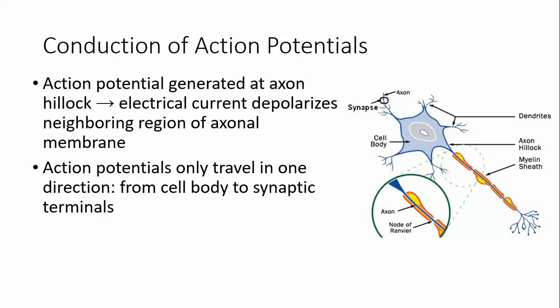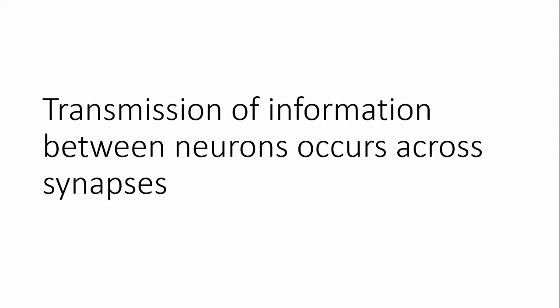So, action potentials are started at the axon hillock, which makes a decision. Am I going to fire an action potential or am I going to stay silent? And then that action potential gets passed along in one direction only, and it moves from the cell body down to the ends of the neuron. And once they reach the end of the neuron, we're going to have information pass from one neuron to another at a location called a synapse.